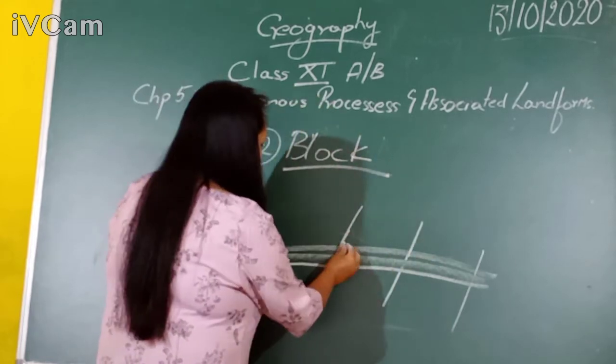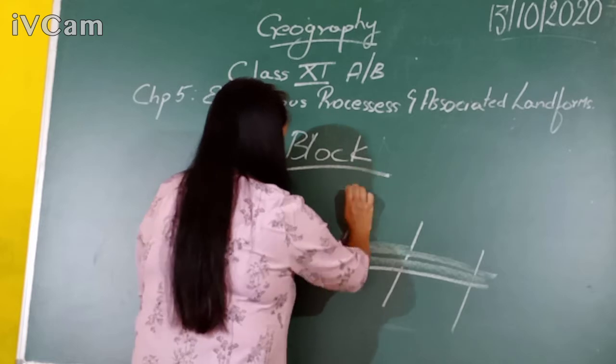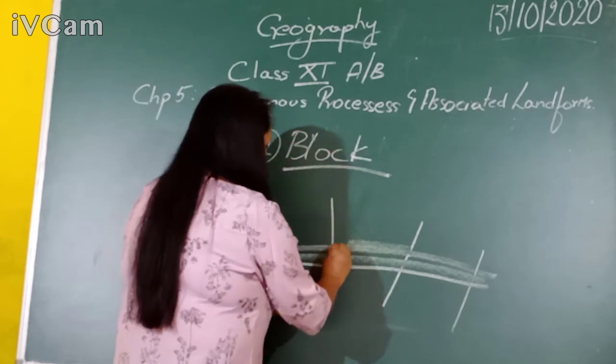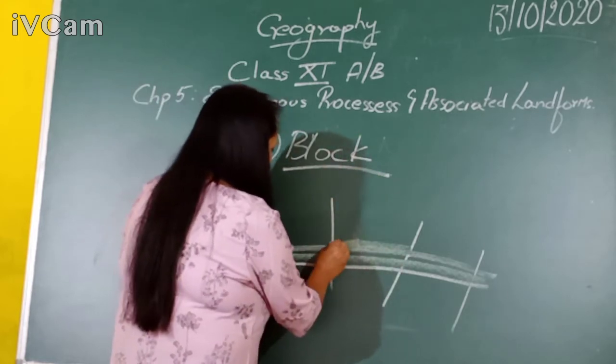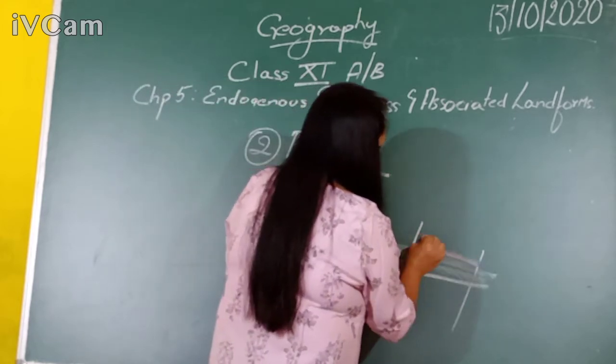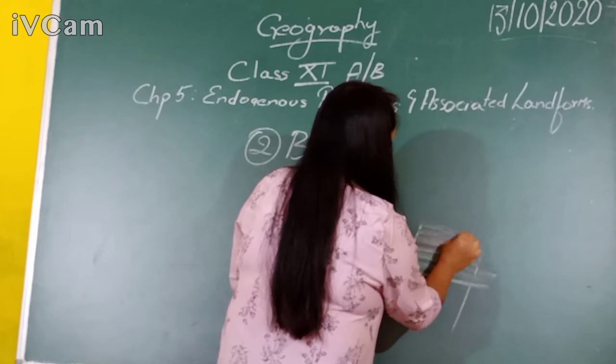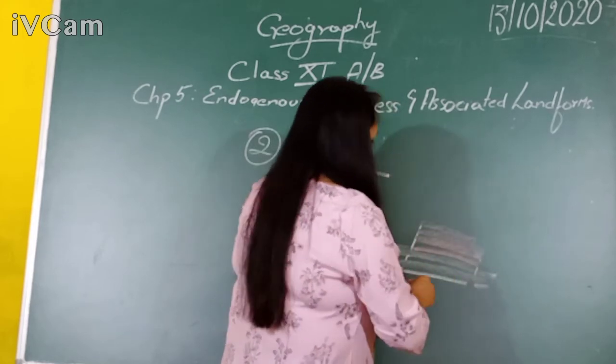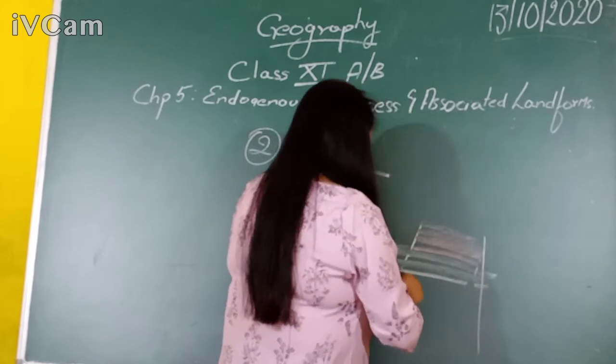So what are these known as? That part of the land which moves downwards forms something, and that part of the land which moves upwards forms something else.